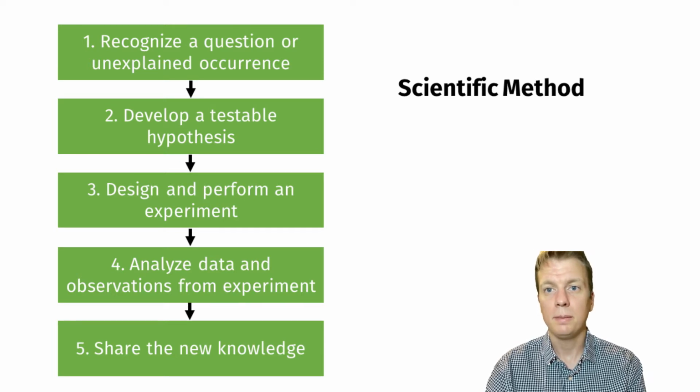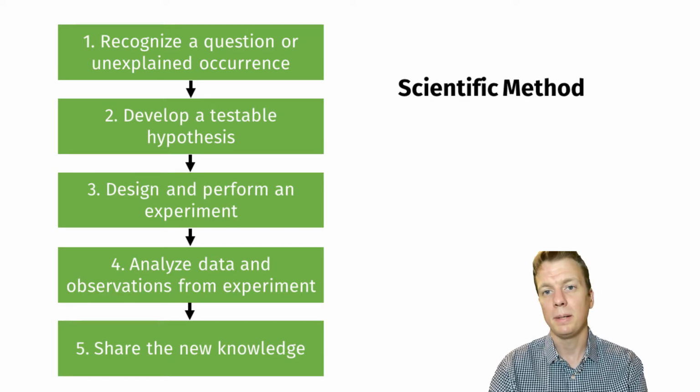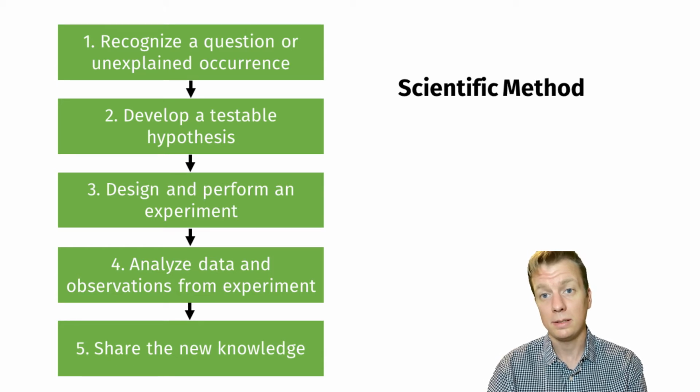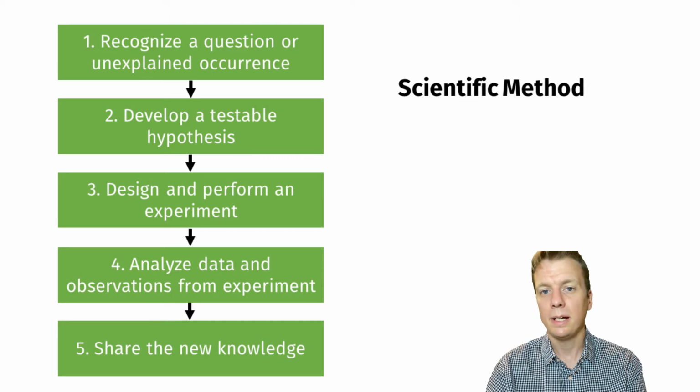Step 3 is to design and perform an experiment to test the hypothesis. The experiment is designed to collect data in a controlled way. This is the most fun, but also the most difficult part of the scientific process. Scientists need to be creative to design experiments and not only test their hypothesis, but exclude any other confounding factors.